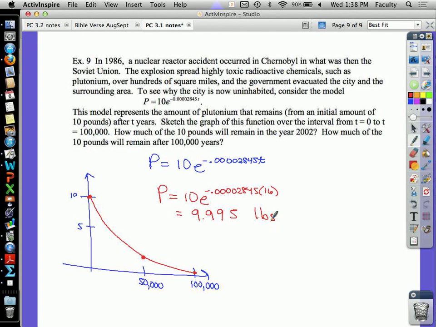Are you getting 9.995? Okay, so in 16 years, from 10 pounds to 9.995, do you understand why it could not be inhabited? And even after 50,000 years, we got 2.4. That's still, people cannot be around radioactive materials. All right, it says how much of the 10 pounds will remain after 100,000 years. We had already done that for our graph, didn't we? And it was 0.58 pounds.